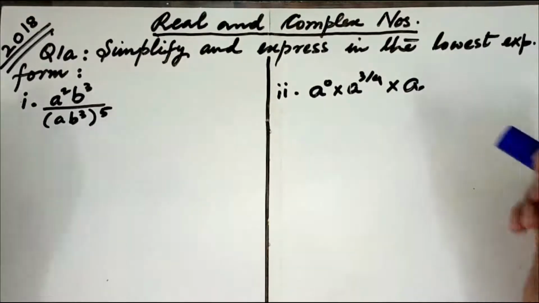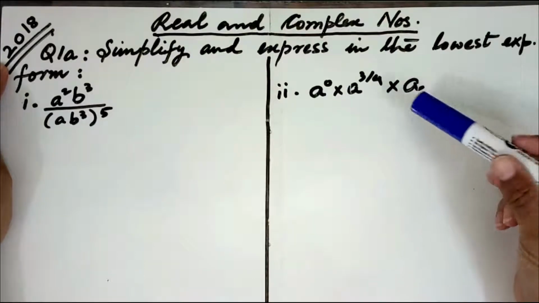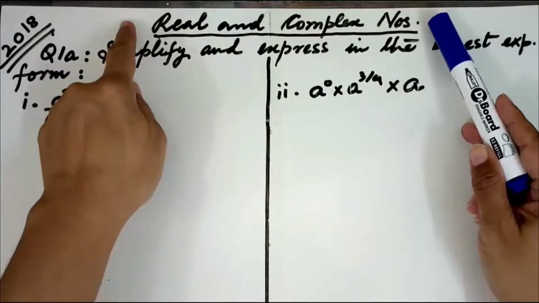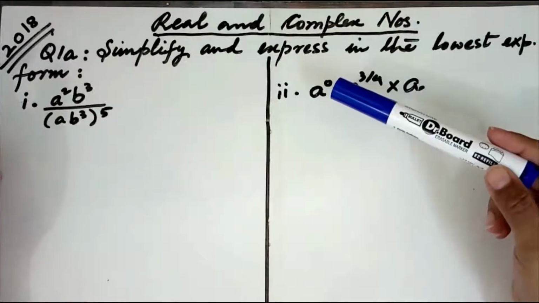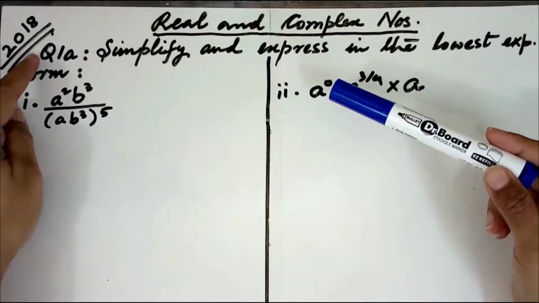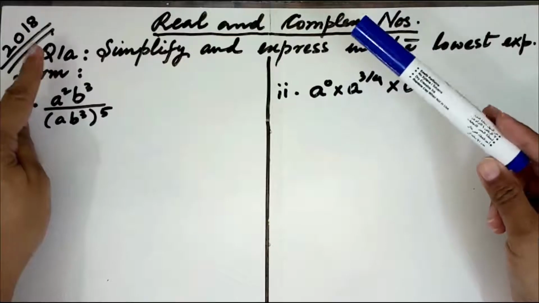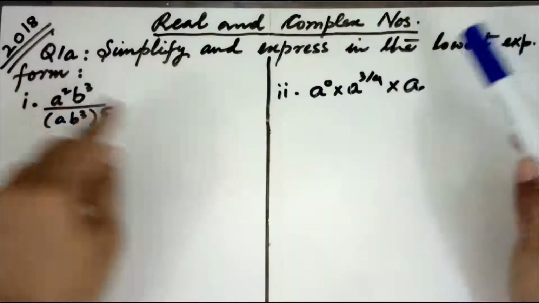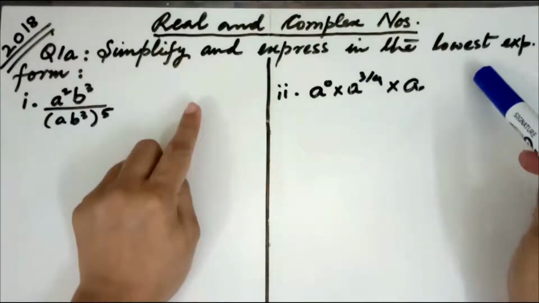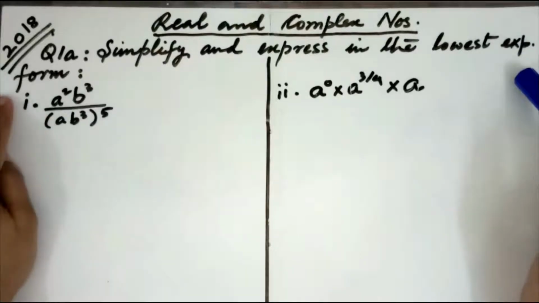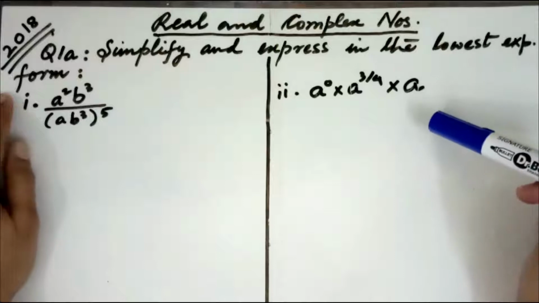Now we are going to solve year 2018. Topic is real and complex number, and there are two parts, question number 1A and question number 1B, and you have got choice to solve any one of them. Simplify and express in the lowest exponential form. So we have to write it in lowest exponential form.